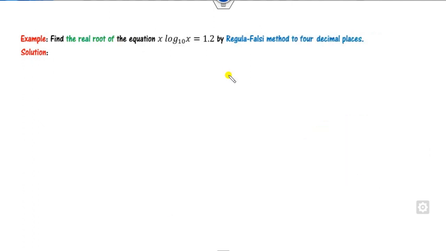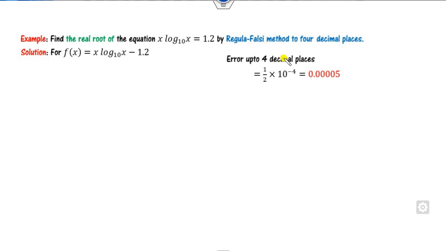Okay, look at this another one. Find the real root of this up to 4 decimal places. f of x is here. Now clearly, f of 1: what is the log 1? It is 0. So f of 1 is less than 0, and you can also find another number.